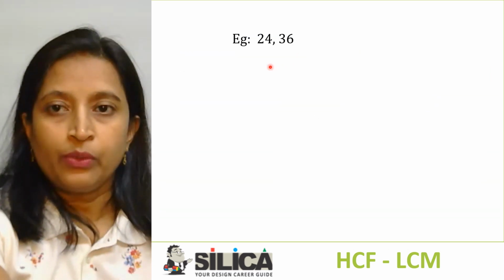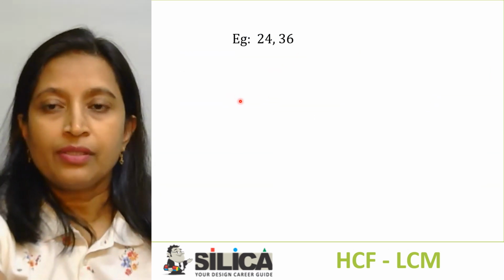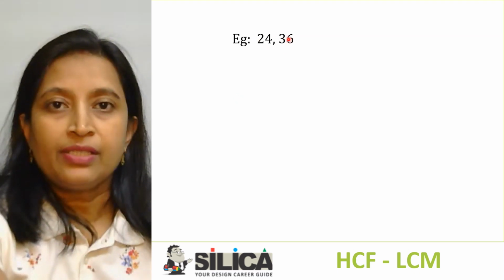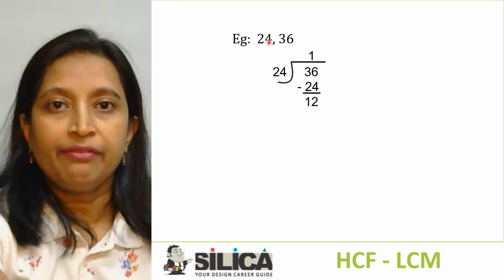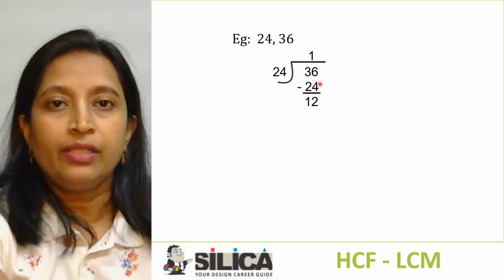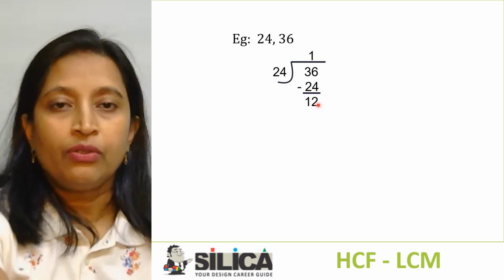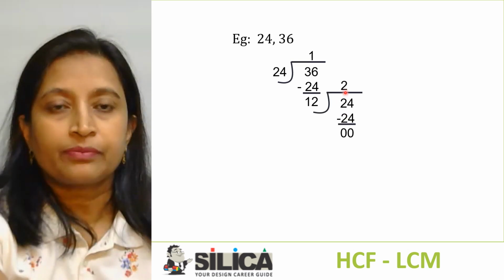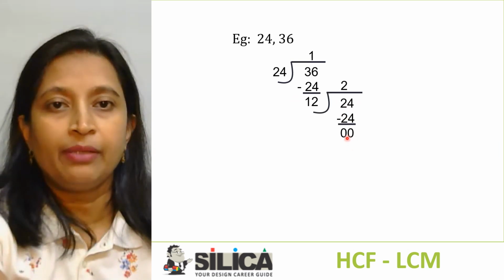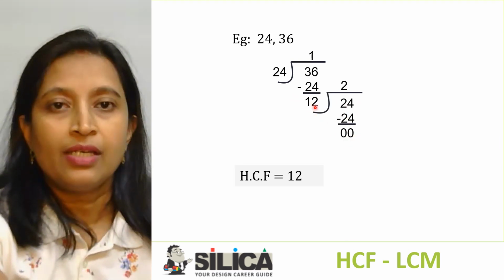To make it more clear, because it might have become confusing, let's see an example. These are the two numbers. We take the smaller number and divide the bigger number by it. 36 divided by 24 goes 1 time, and we get this remainder. Now this becomes the divisor, and this one comes here. Here the remainder came 0, so this is the HCF.